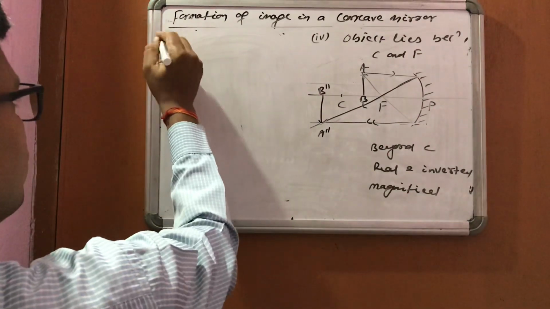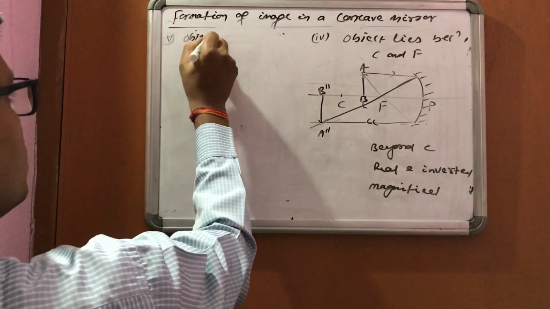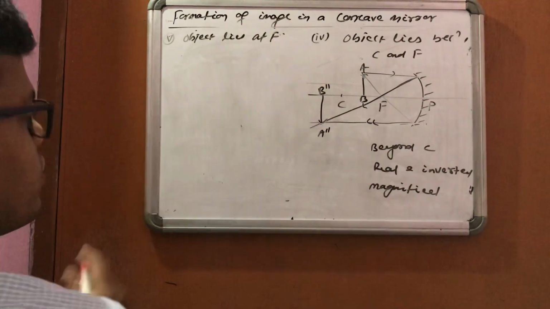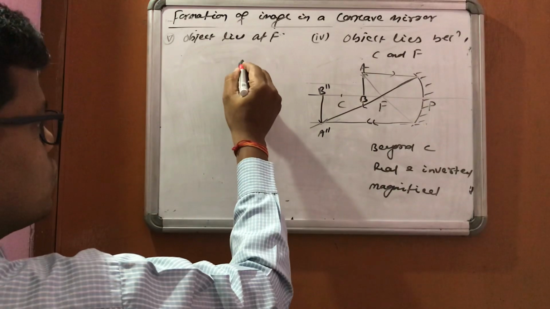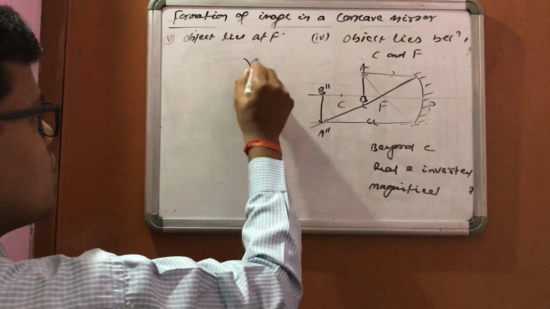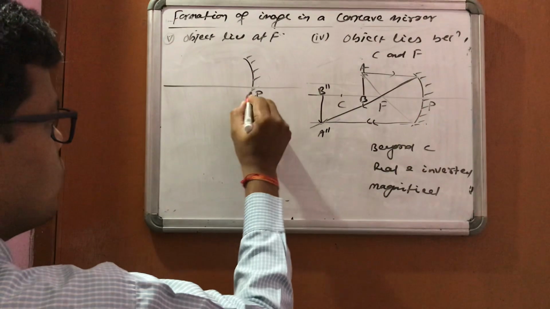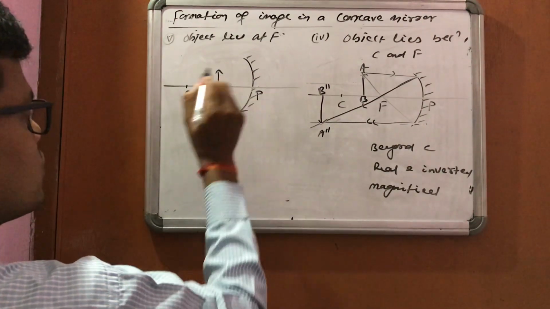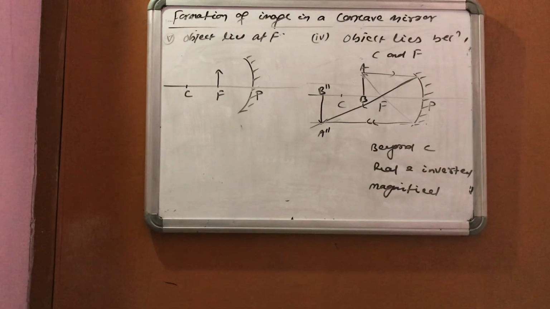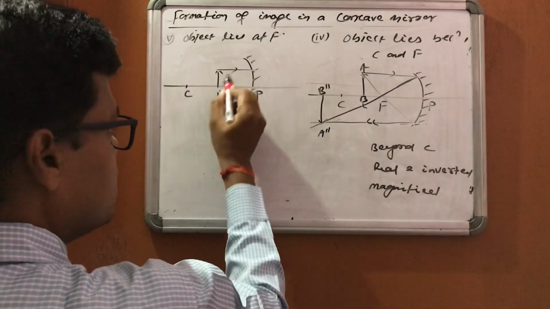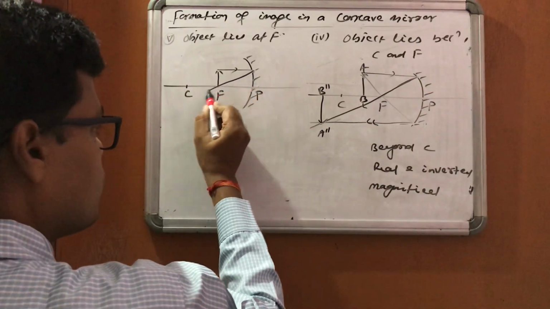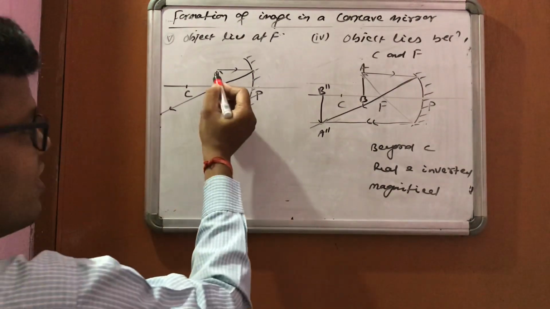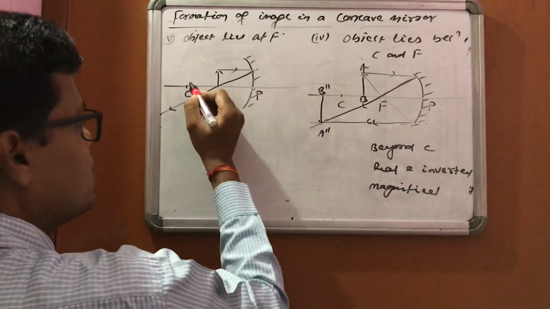Fifth one is when the object lies at F. So this is a concave mirror, this is the pole, center of curvature and focus, the object is at focus. Similarly, take 2 rays. The light ray coming parallel to the principal axis passes through the focus. Now what to do? We could not take the second one. We cannot take the light ray passing through the focus. So it is better to take this light ray.